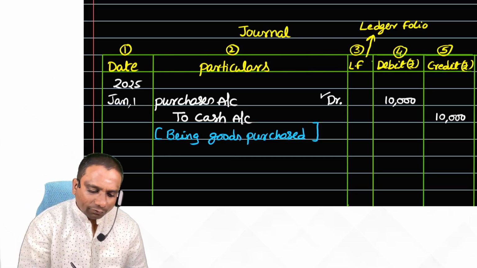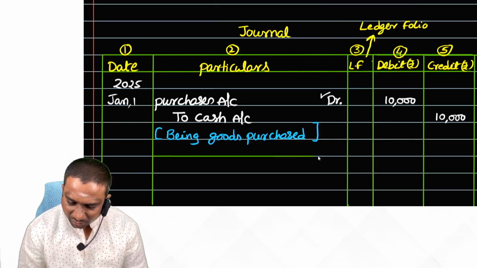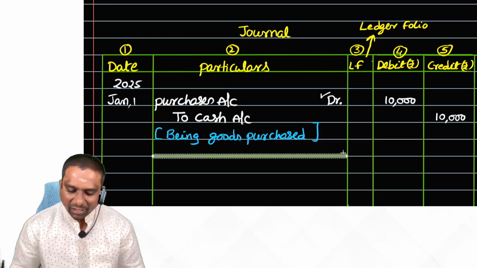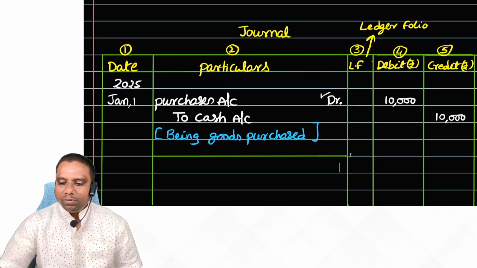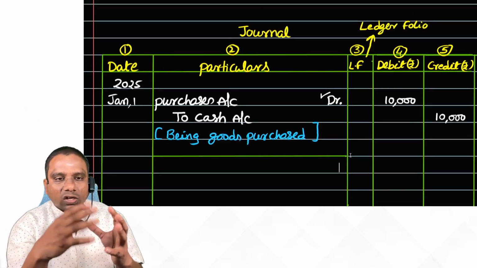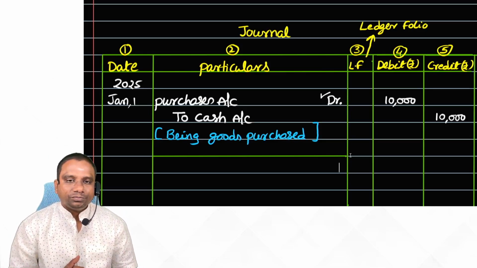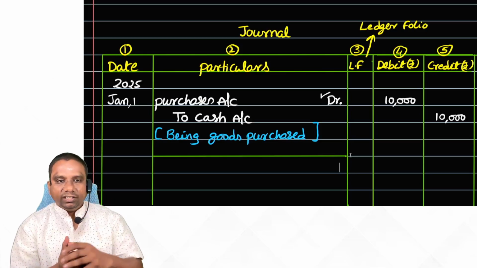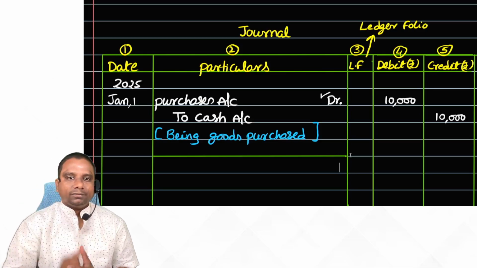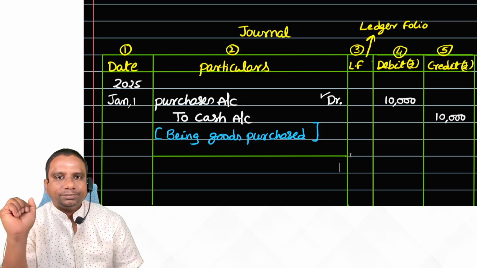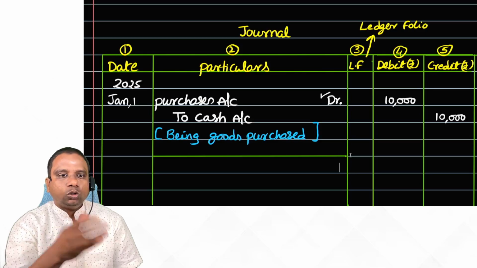After completion of the entry, try to draw a line in the particulars column. Sir, why should we draw the line? Because this is one transaction. After completion of one transaction, we record the other transaction. To differentiate between two transactions, we draw a line. Look at this. This is how we record the transaction in the books of accounts.